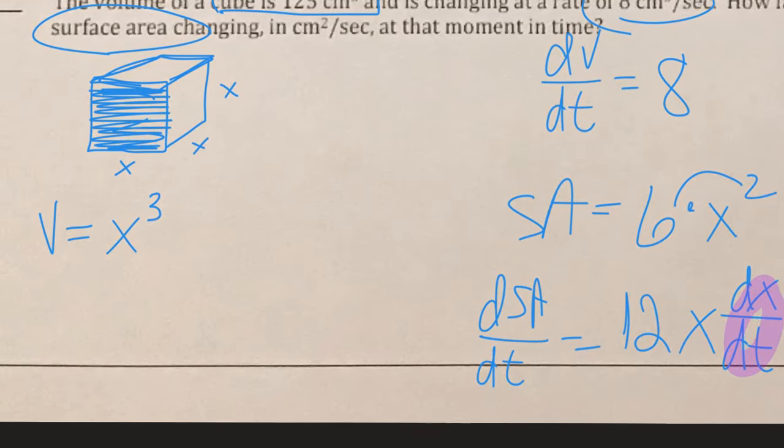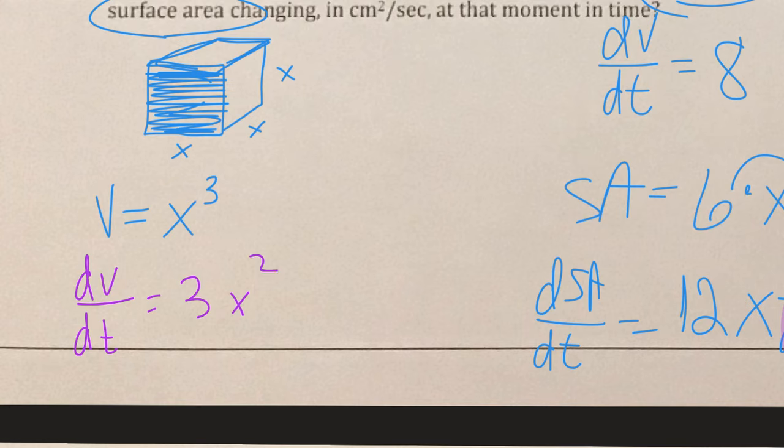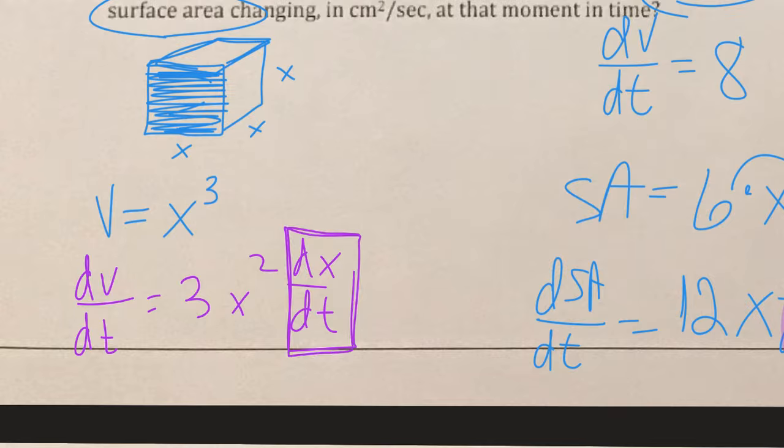Let's see. We know that the volume is changing. So that's over here on this question, huh? dv dt. We need to find out what dx dt is. So dv dt equals 3x squared dx dt. Okay, so we need to figure out and solve for the rate at which x is changing. Okay, so we know dv dt, right, that's 8. What is x? What is the side of our cube?